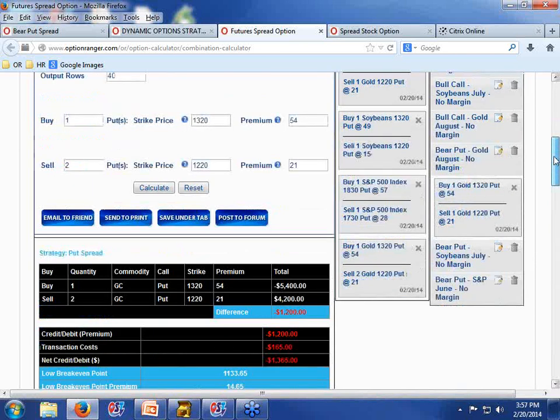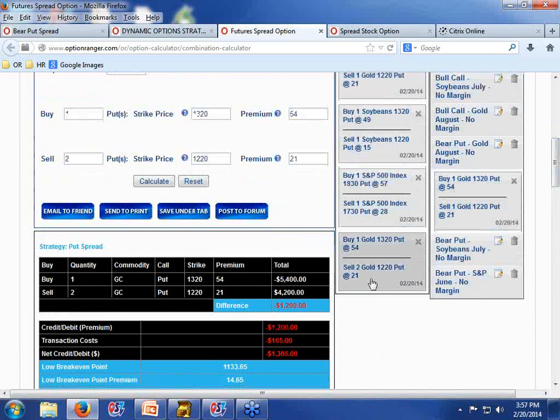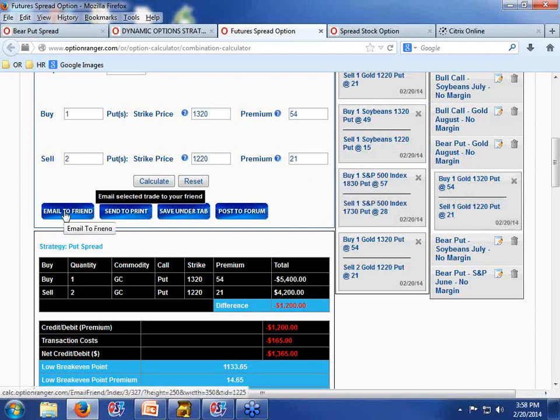So in this particular case, although the trade is being saved over here under current trades with a date, I'm not going to save it under the tab because this is for non-margin trades. Remember, if you want to email this trade, and again, I want to thank our beta group for helping us come up with these tabs.